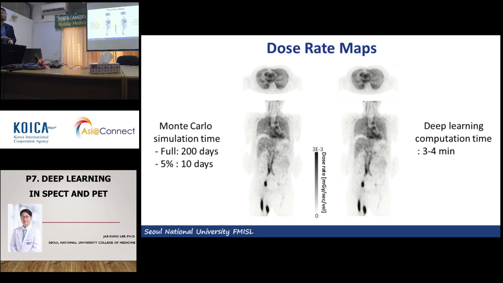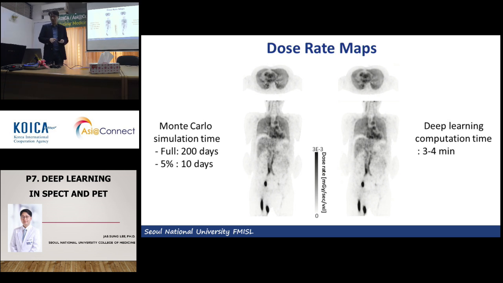So this is the dose map, the energy map, generated using the very time-consuming Monte Carlo simulation, but the deep learning output looks quite similar.